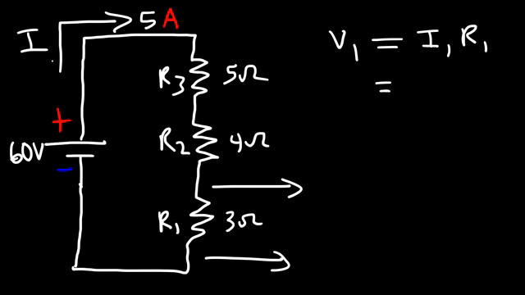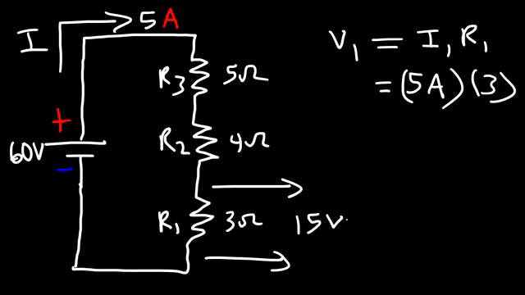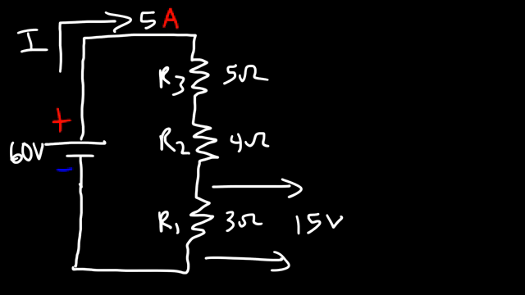I1 is going to be the same as I, because that 5 amp current is flowing through each resistor. But R1 is different. R1 is going to be 3. So it's 5 times 3. So we have 15 volts across R1. Now what about across R2? What is the voltage across R2?